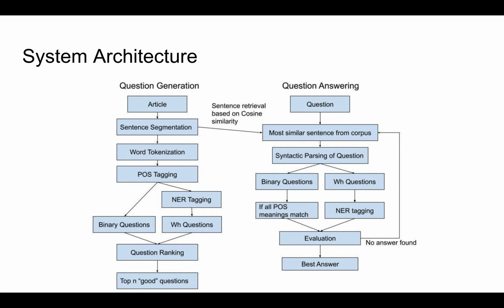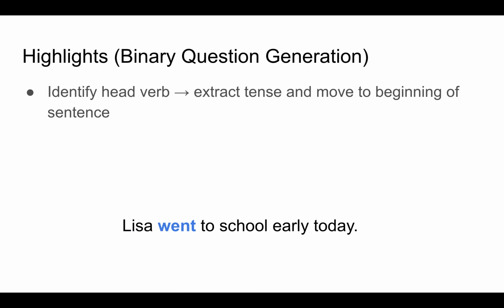Then we determine the type of questions, either binary or WH questions. For binary questions, we check if the meaning of all parts of speech matches. For WH questions, we determine the NER tag corresponding to the question words and output the answer. If there's no answer found, we then go back and find the second best match sentence from the corpus and do the same logic again.